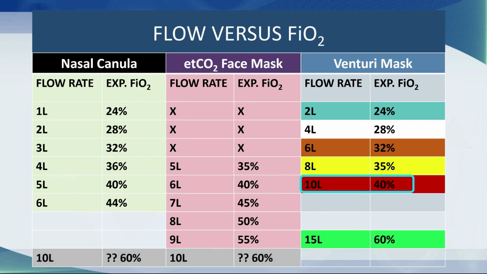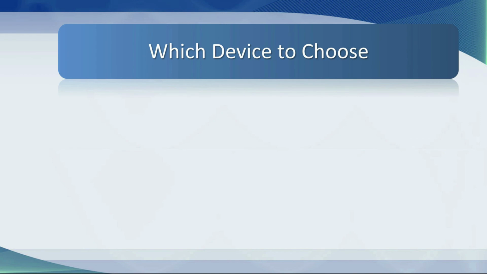It is, of course, possible to give 10 liters of flow into a face mask or nasal cannula, and potentially you can give 60% oxygen with 10 liters of flow in each of these situations, but that's not guaranteed, and of course it varies from patient to patient. So which device to choose?